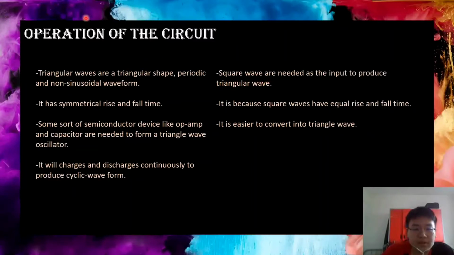Next is the operation of the circuit. Triangular waves are triangular shaped, periodic and non-sinusoidal waveforms. They have symmetrical rise and fall times. Some semiconductor devices like an op-amp and a capacitor are needed to form a triangular wave oscillator. It will charge and discharge continuously to produce a cyclic waveform. Square waves are needed as the input to produce triangular waves because square waves have equal rise and fall times, so it is easier to convert them into triangular waves.